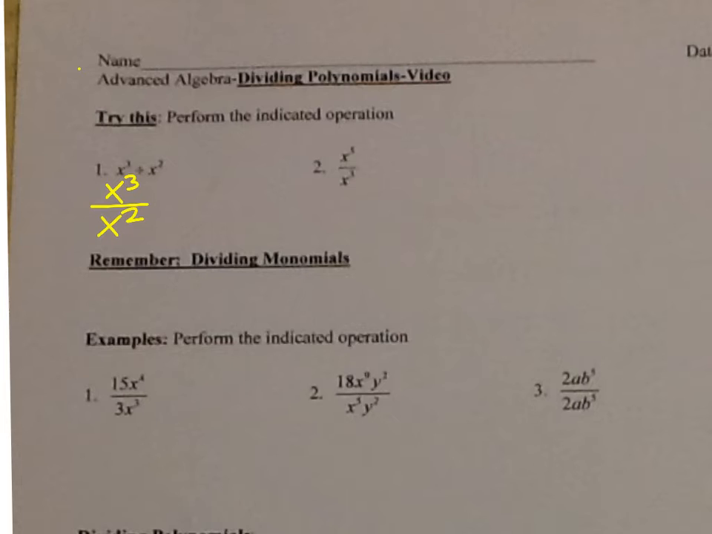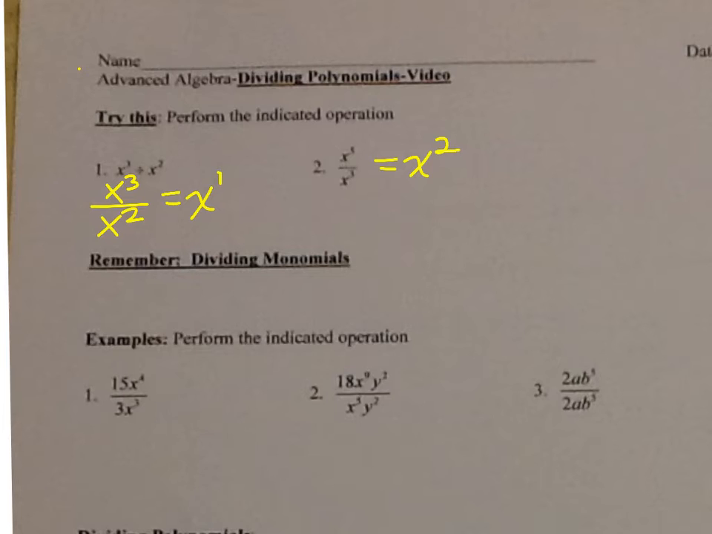All right, so x to the third divided by x to the second. 3 minus 2 is 1, so this would be x to the first. But remember, you don't actually have to write the 1 there, because if there's no exponent, we assume it's 1. All right, number 2, we have x to the fifth divided by x to the third. That would be x to the second. 5 minus 3 is 2. All right, so let's write this down.